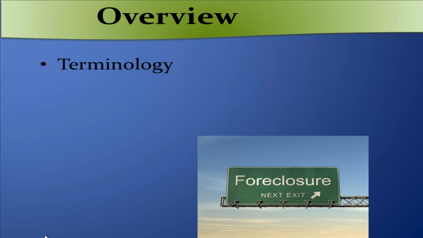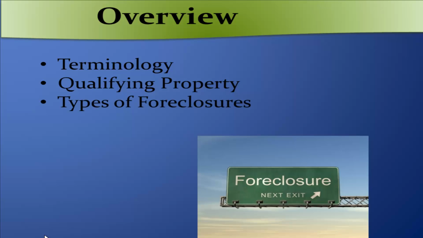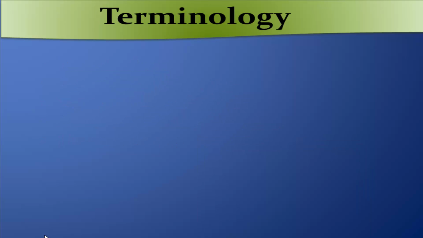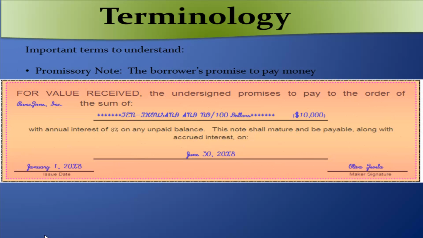So let me just give you a quick overview of what I'm going to talk about today, and that is basic terminology, what constitutes qualifying property under Arizona's anti-deficiency statutes, the two different types of foreclosures in Arizona, how the anti-deficiency statutes apply in each type of foreclosure, and what happens to second loans. So first of all, terminology. Some important terms to understand.